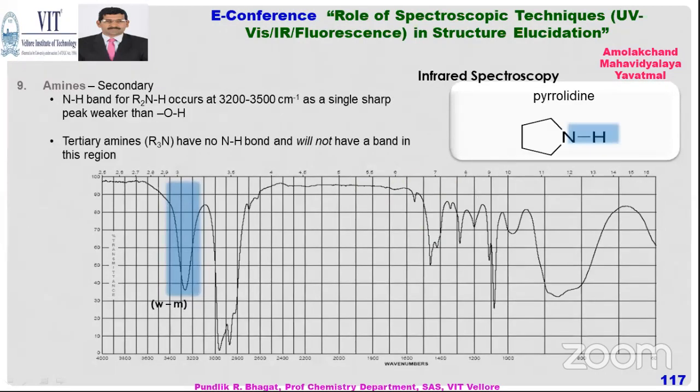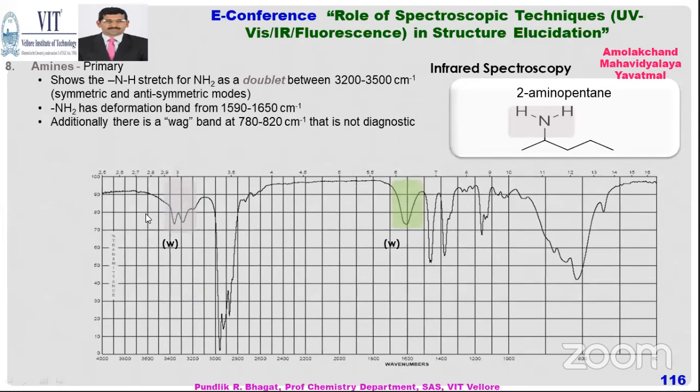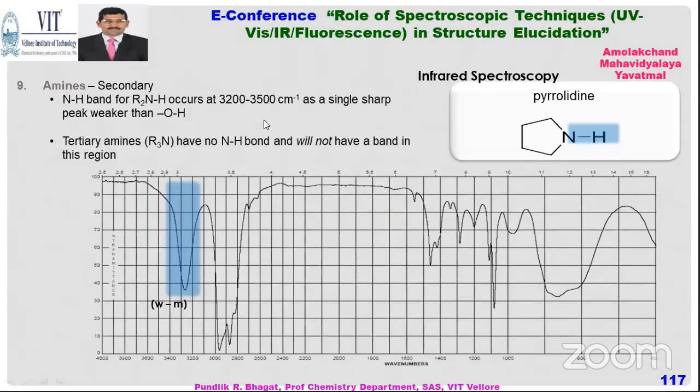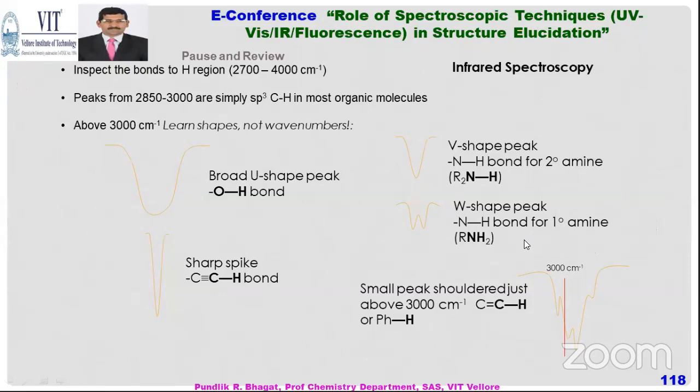Now this is secondary amine, which is shown here, only one peak. Here you will find two peaks, but here only one peak. Again, it is 32 to 35, and again less than 3000. This is aliphatic; of course, this is a cyclic compound, but still it is aliphatic in nature. Similarly, you will find the OH group, which has a broad peak from 2800 to 3000.